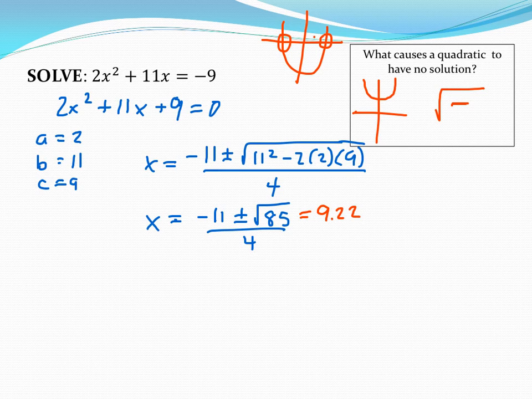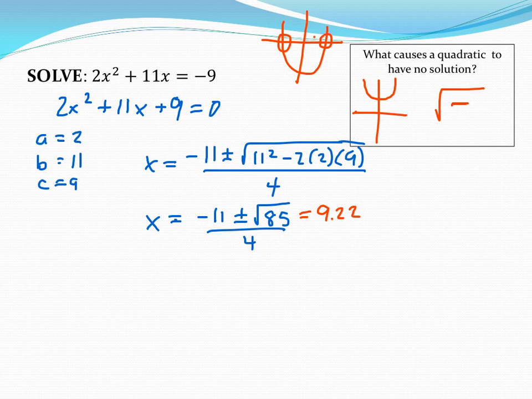Okay, so this one, notice, it's going to work out. Why is this one going to work out? Because notice I have the square root of a positive here. Okay, so I have positive 85, and I get 9.22. Now I'm going to pause here for a second. I want you to finish this problem in just a second, but I want to show you something.